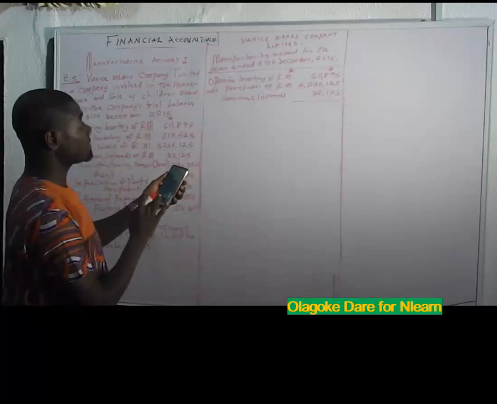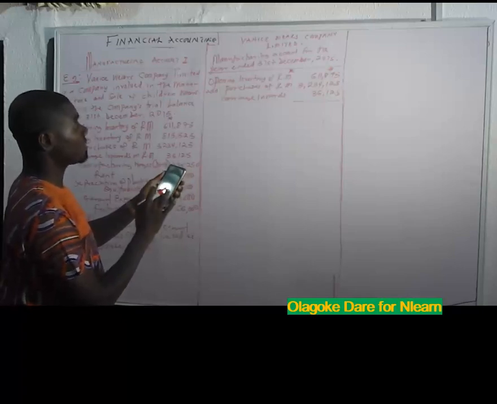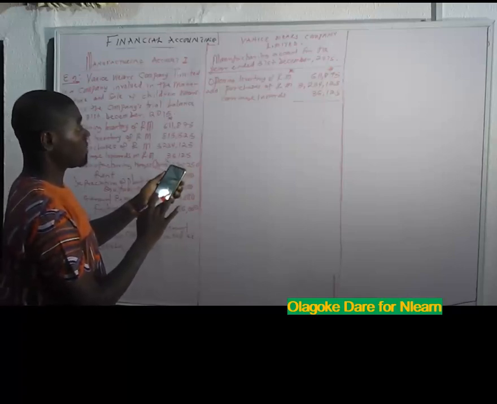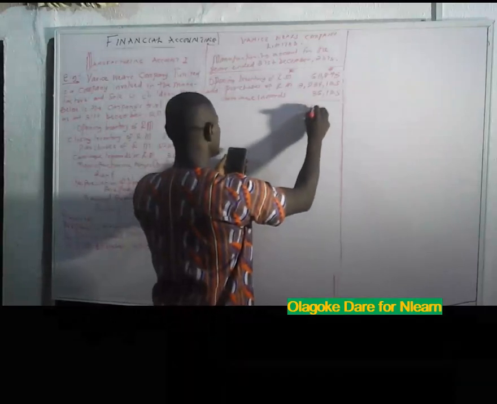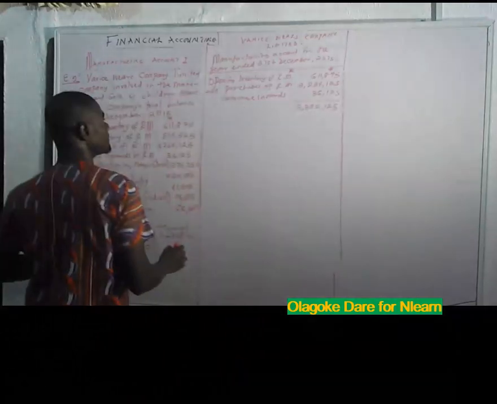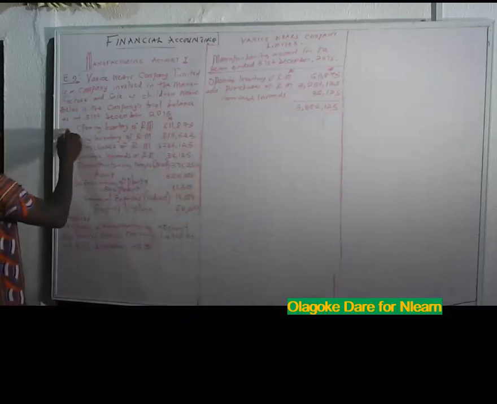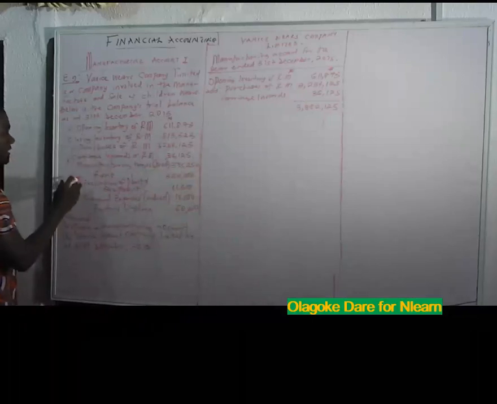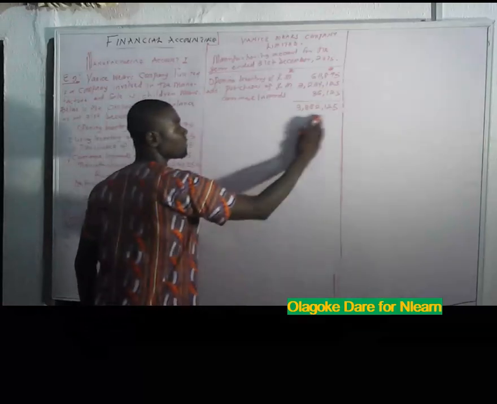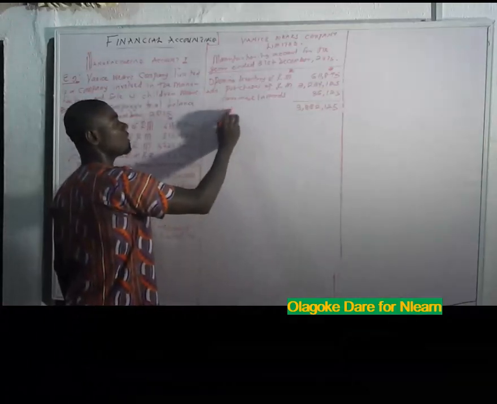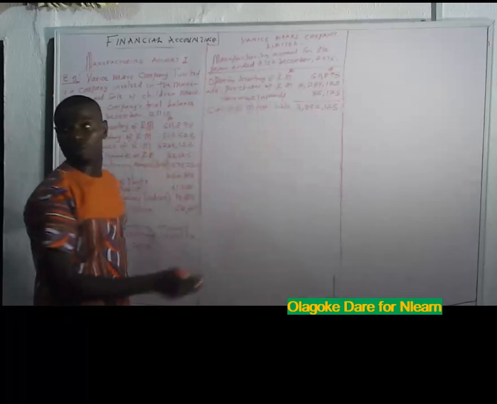So we have 611,875 plus 3,234,125 plus 36,125. So we have 3,882,125. Do we have any returns outward? We have used opening, purchases, and carriage here in manufacturing. There are no returns outward, so this is going to be our cost of raw materials available, because there are no returns on raw materials.